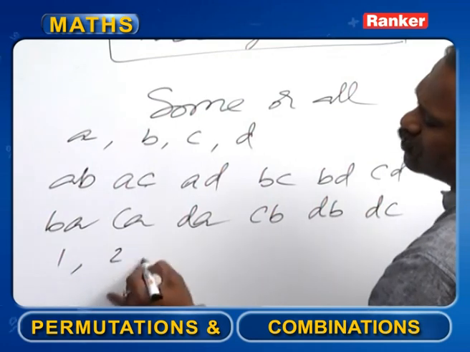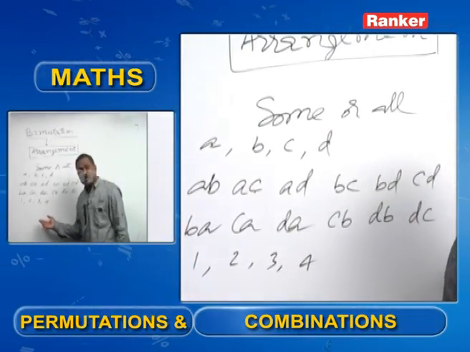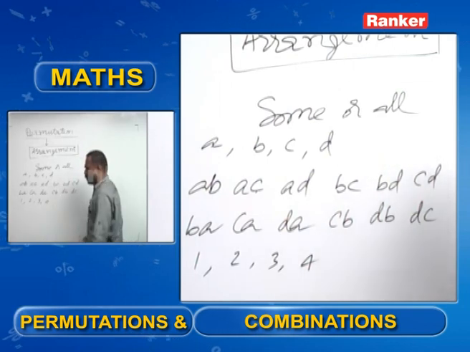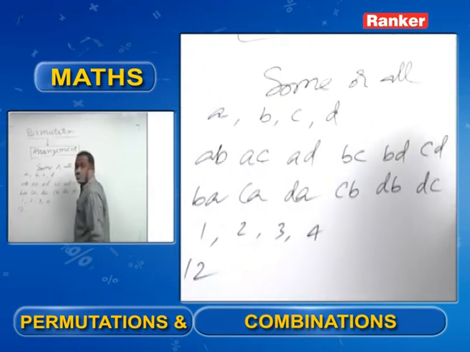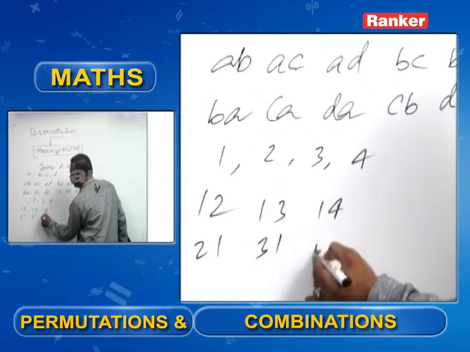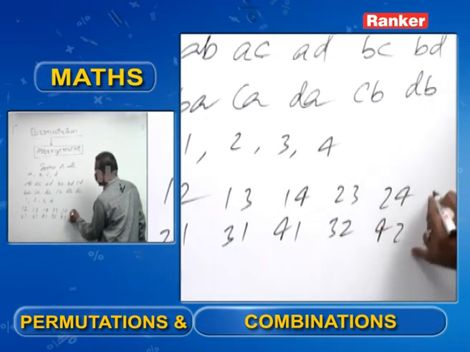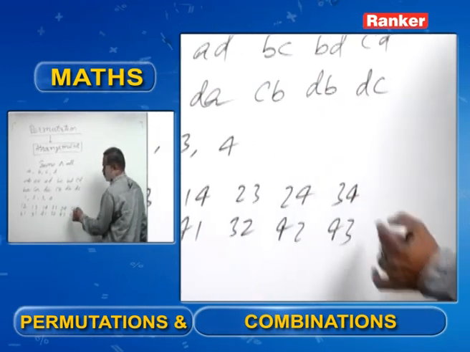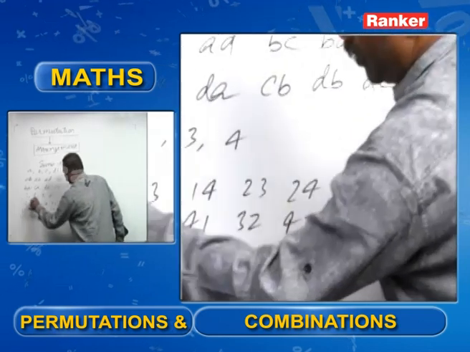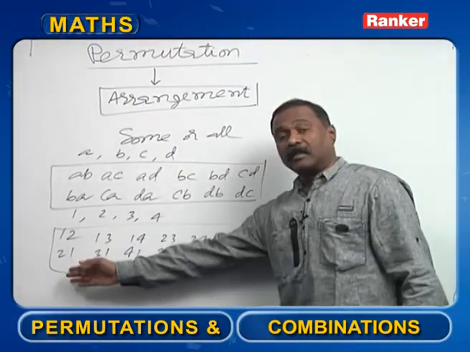Similarly, if you take 1, 2, 3, 4, how many 2-digit numbers can be formed using 1, 2, 3, 4? You can understand it is 1 2, 2 1, 1 3, 3 1, 1 4, 4 1, 2 3, 3 2, 2 4, 4 2, 3 4, 4 3, like this. So you can see the different number of arrangements that can be done.